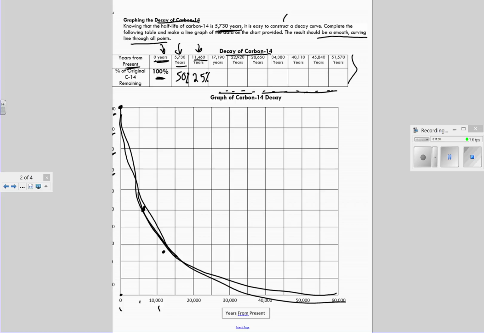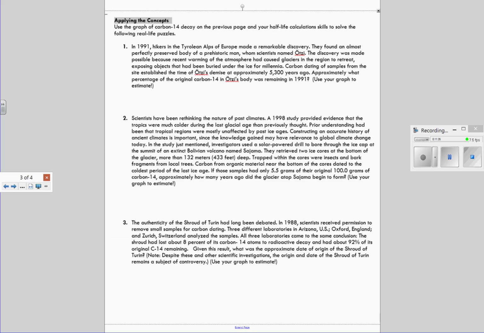Okay, so once you do that, I'm going to bop ahead to just show you what you'll be doing next. Then you're going to have a chance to apply the graph that you did on the previous page to some real life questions. So questions 1, 2, and 3 are asking about specific real life half-life puzzles that real scientists worked on, and they used carbon-14 data to do it. In these, you're going to use your graph to estimate for these 3 questions. I don't need an exact answer. You're just going to take your best educated guess using the picture that you created.